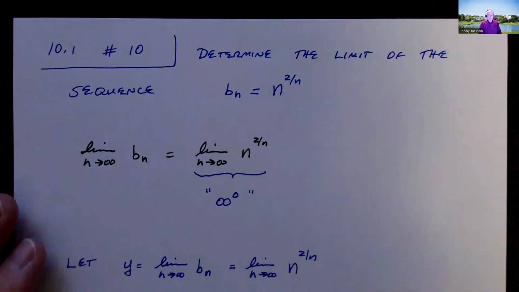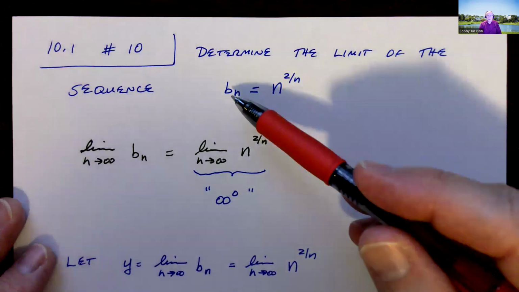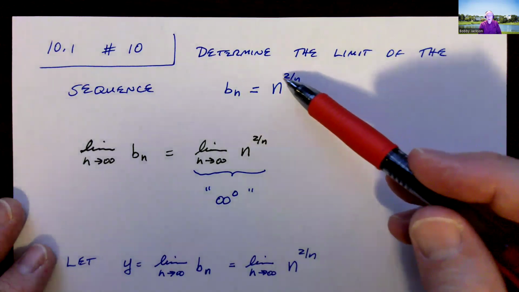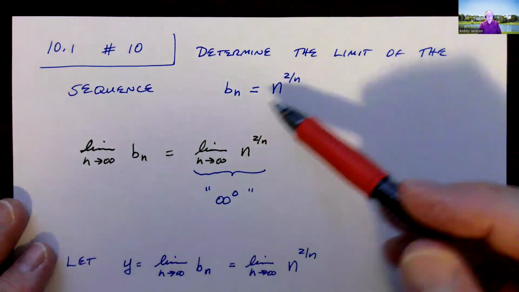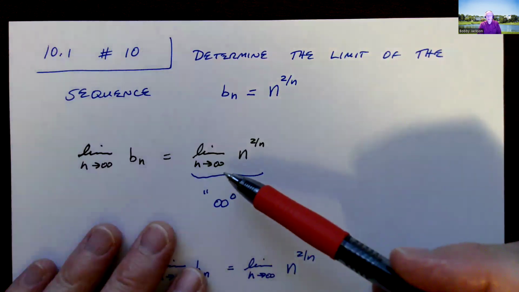Okay, let's take a look at number 10 here in section 10.1. We're going to determine the limit of this sequence. The sequence's nth term is n raised to the 2 divided by n power. So it's kind of an interesting sequence here. When I take the limit as n goes to infinity, notice the form.